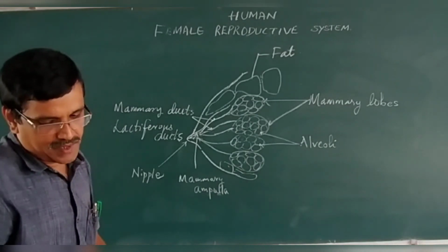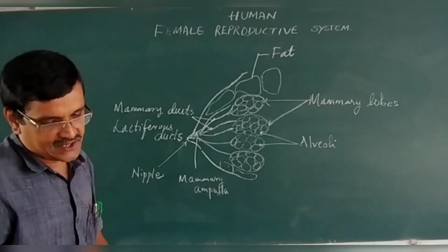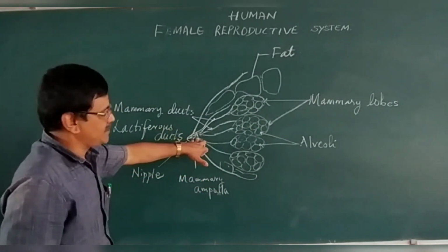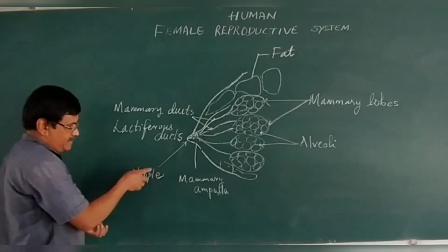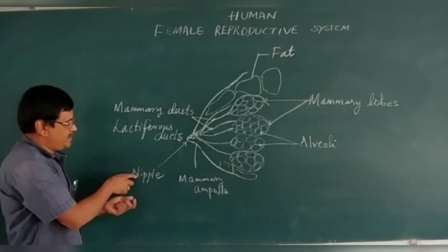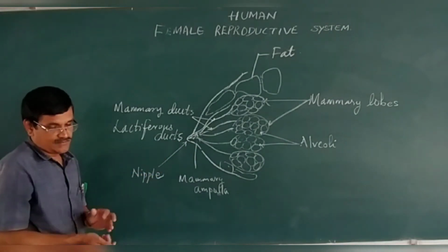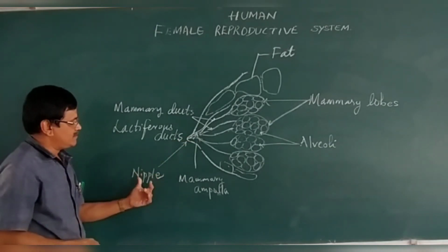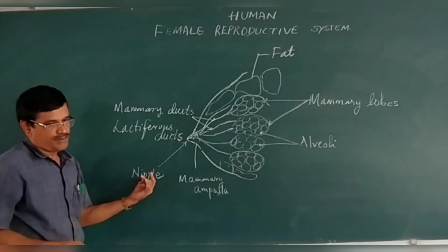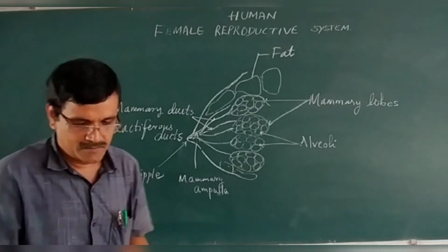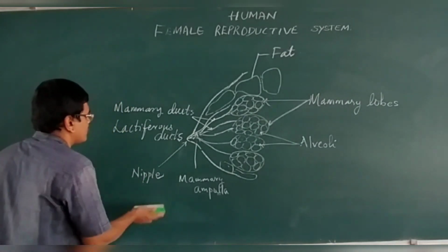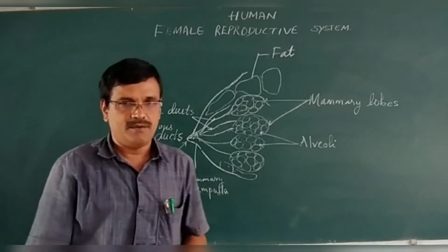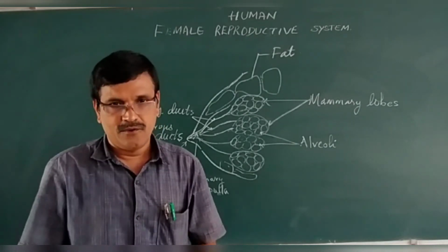So this wider mammary ampulla is connected to the lactiferous ducts, and finally the milk is sucked by the infant through the nipple. Okay, this is about the structure of the mammary gland.